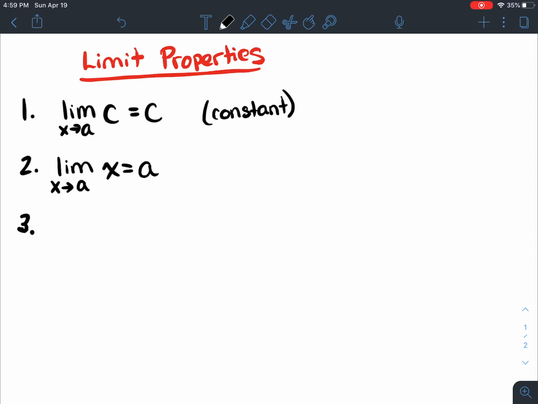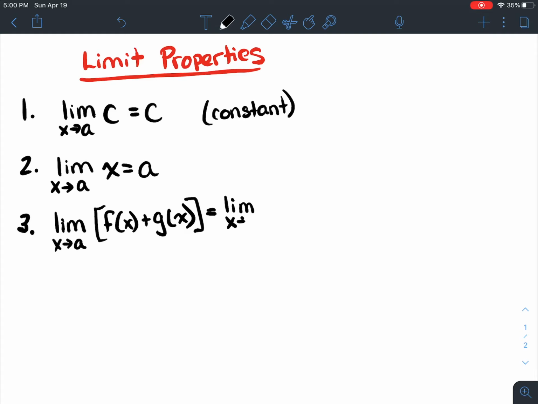Okay, property 3. This is the one I just showed above, the adding and subtracting one. The limit as x approaches a of two functions, like f of x plus g of x, can be split up into the sum of the limits.